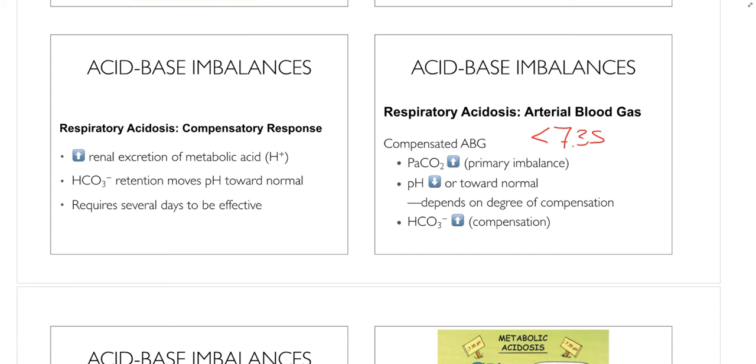So this is what it's going to look like when it's compensated. CO2 is still up because that's out of whack. The lungs are a problem right now. We haven't fixed it. pH may still be down, maybe normal on the lower end, meaning that it's been acidic. And then HCO3 is going to be up as a compensatory mechanism to try to get rid of acid, and that's showing that the kidneys are actively trying to compensate for this respiratory problem.